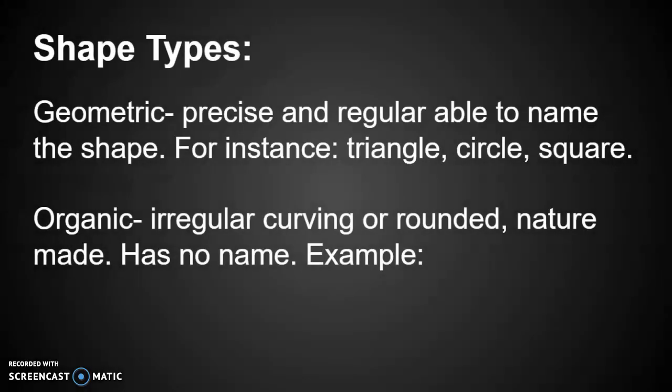Okay, so you have different types of shapes. It doesn't have to be just the geometric ones. These are ones that have names that are from math, like triangle, circle, square. But you also have organic shapes. So geometric, organic. These are things from nature that don't have a specific name, like different leaves, blades of grass, clouds. They would be organic. It's not like a cookie cutter regular shape.